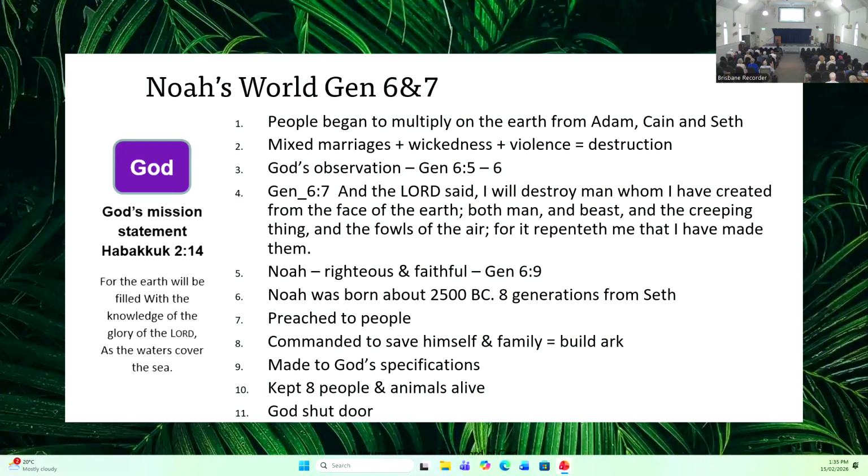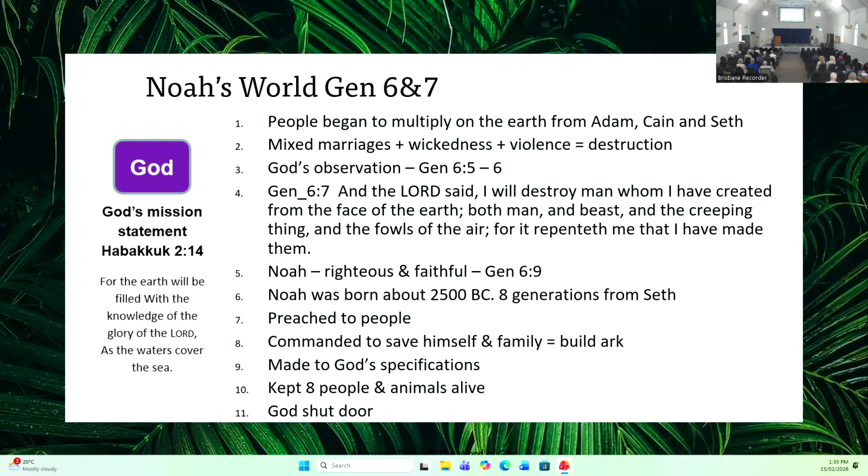Okay, so Mike introduced us to God's mission statement last week. And that was the whole purpose, and it's not just in Habakkuk, it's throughout the scripture. God's plan and purpose with creation was to receive honour and glory, and that was to be seen with the earth being filled with his knowledge and with his glory.